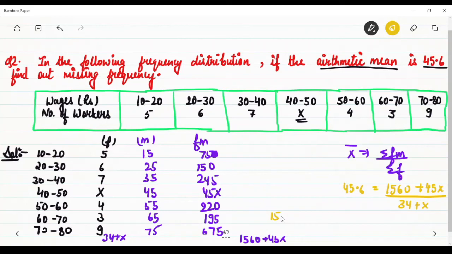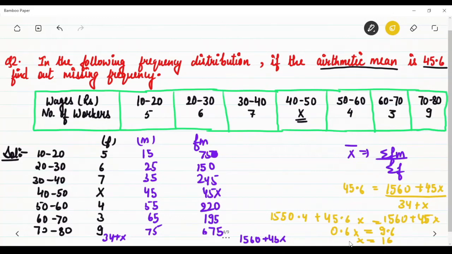Now we need to combine the terms with x together and the constant value with the constant value. So when we calculate it, we get 0.6x equals 9.6, and the value for x is 16. Okay, so this is how we solve the question when the frequency is missing. We will definitely be given other information like the arithmetic mean. Now let us move to the next question.